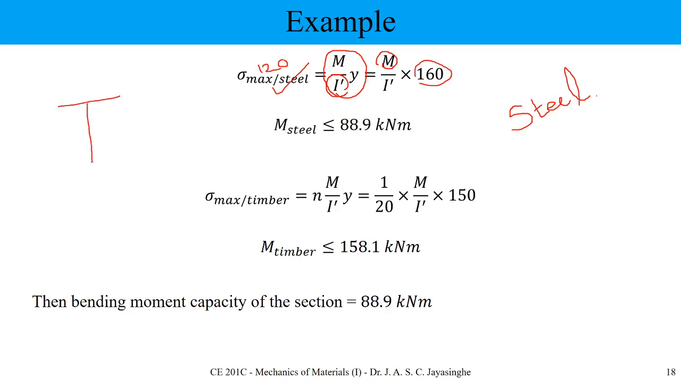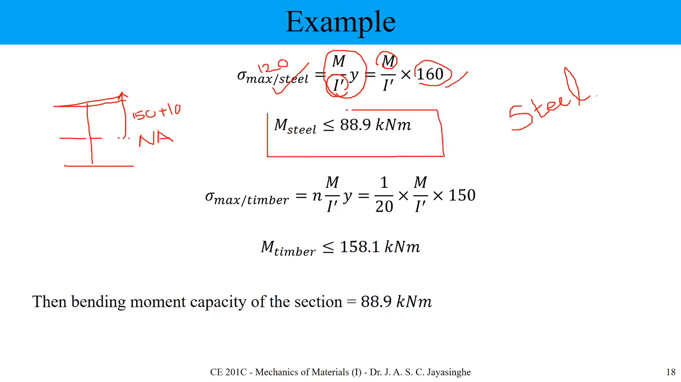So that means I have an I section, neutral axis, so the maximum we can get at the top of the surface. That means 150 plus 10, no? 10 is 116. So based on that you can see if you are working with steel, it should be equal to or lesser than 88.9 kilonewton meter. Now we can work with the timber.